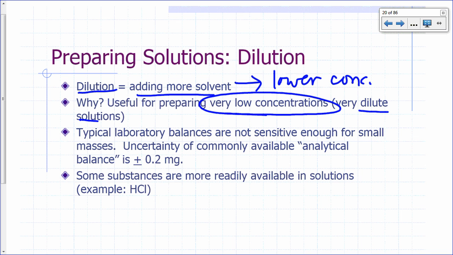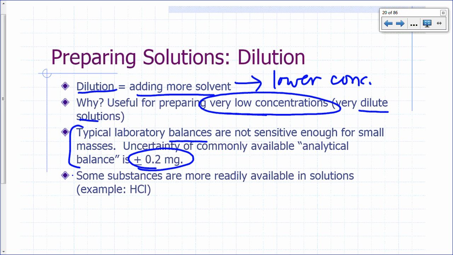Why is this important for very low concentrations? The reason is that typical balances in the lab, the weighing scales, may not be sensitive enough for very small masses. One of the most sensitive balances in an instructional laboratory will have an uncertainty of at least 0.2 milligrams. So if you have to weigh something less than that, then you're out of luck.